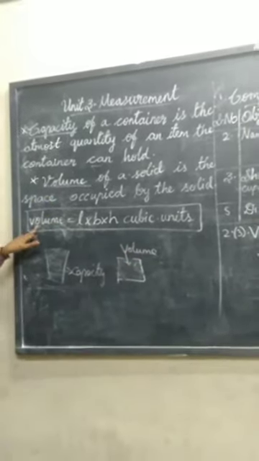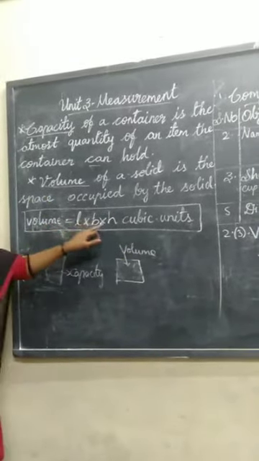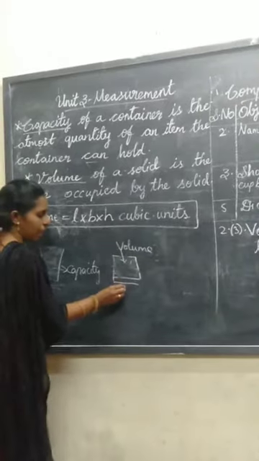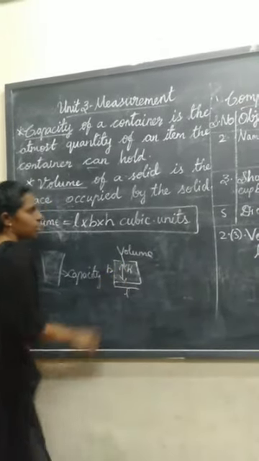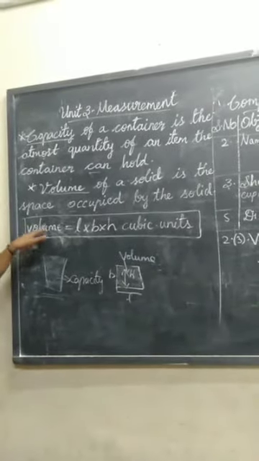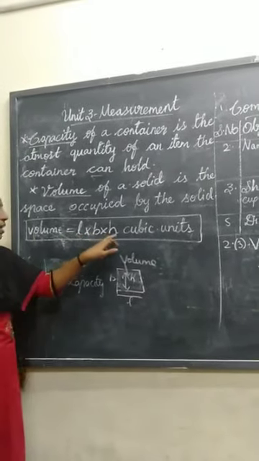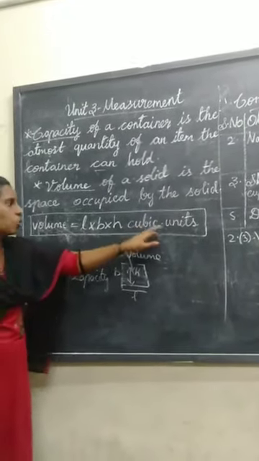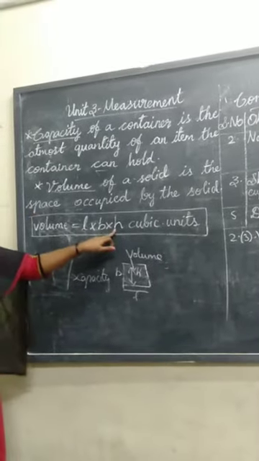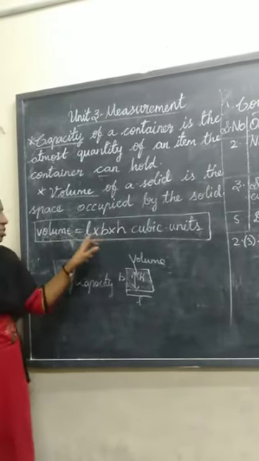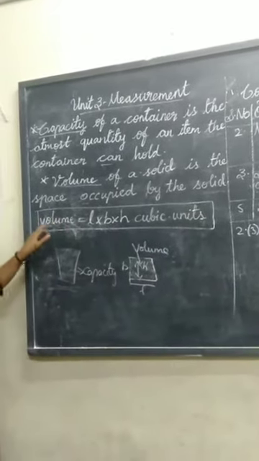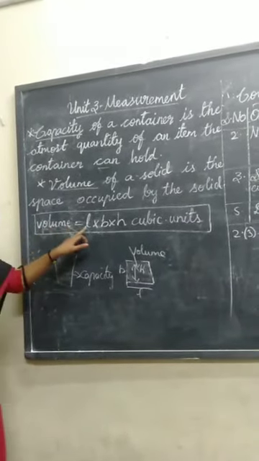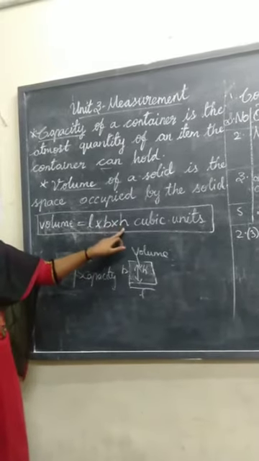Okay, so how to measure volume? L into B into H. So the volume will have L, B and H, the height. In order to find the volume, you have to multiply the length, the breadth and height, and the unit is cubic units because you have three terms. So for everything you will have units. So cubic units. Volume of a container is equal to length into breadth into height, cubic units.